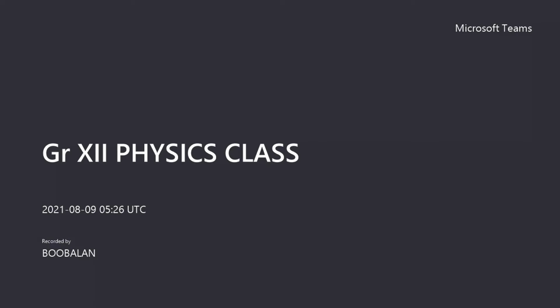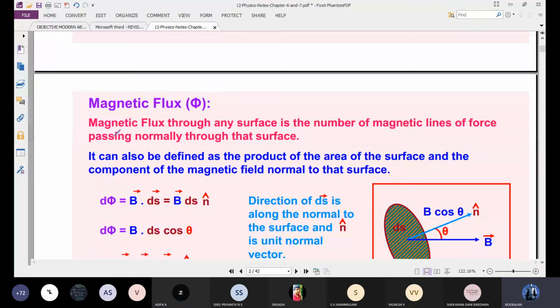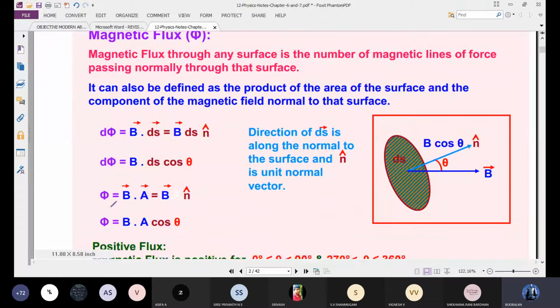Flux means the magnetic flux through any surface is the number of magnetic field lines passing normally through that area. The formula is dΦ = B dot A, where B means magnetic field and A is the area. N is a unit vector, and the direction of the vector dS is along the normal to the surface.